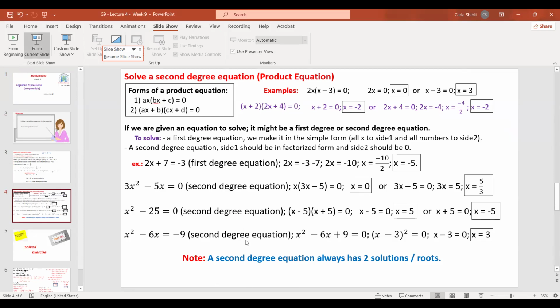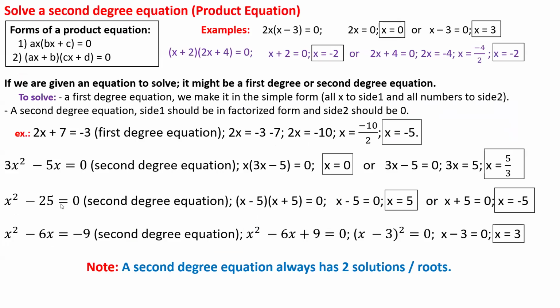Now x squared minus 6x is equal to minus 9. So this is a second degree equation. Side 2 should be 0. So minus 9 should be taken to side 1. It becomes plus 9. x squared minus 6x plus 9 is equal to 0. We factorize this using remarkable identity 2. So x minus 3 all of its square is equal to 0. This is a double solution equation. x minus 3 is equal to 0. Then x is equal to 3.